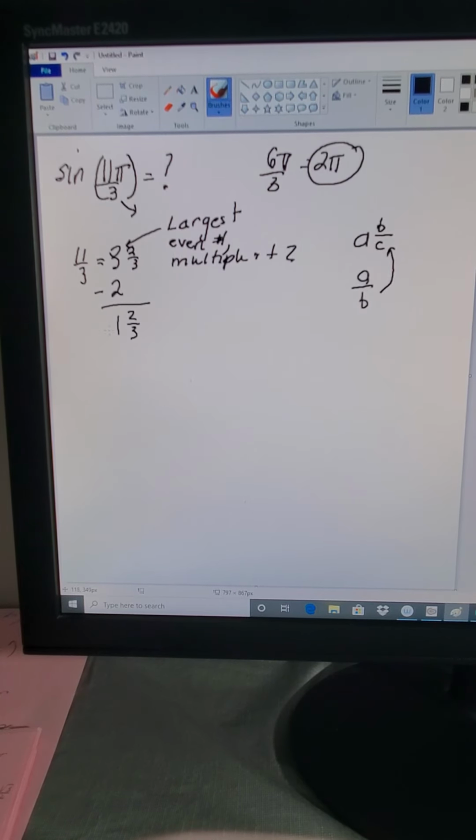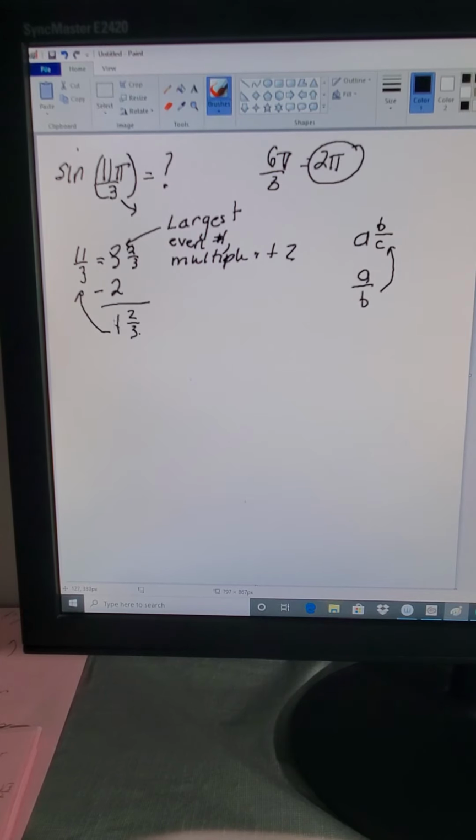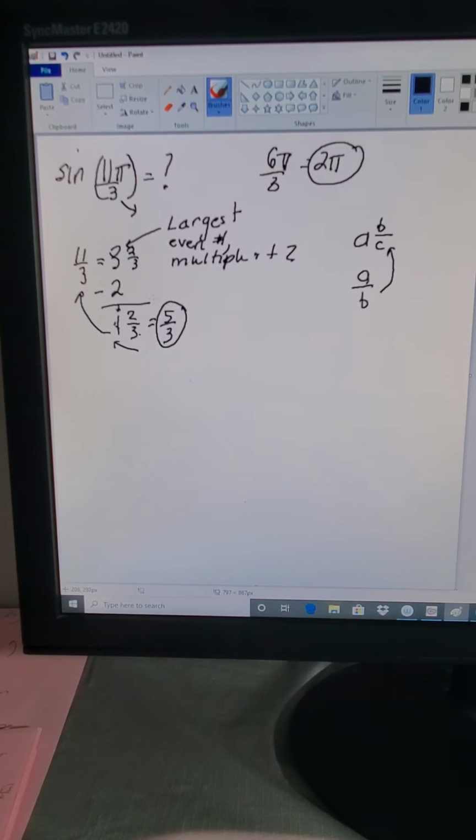And then we want to go back to an improper fraction. You can do this all on your calculator, or if not, 3 times 1 is 3, 3 plus 2 is 5. I was trying to give you time to do it on the calculator, but this is very simple: mixed fraction, multiply, and add. So now this is a value you recognize.